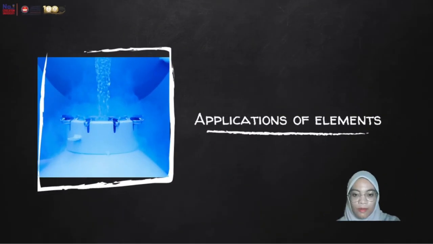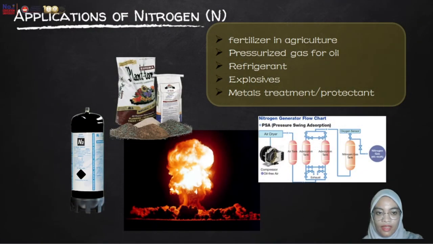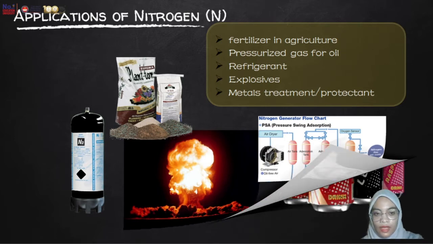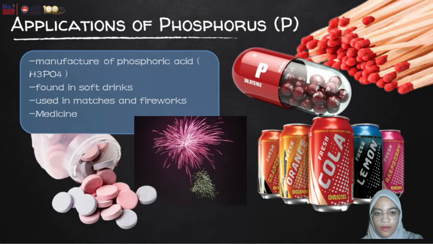Okay, we're moving to applications of elements of group 15. First, we look at applications of nitrogen. Nitrogen is used for fertilizer in agriculture, pressurized gas for oil, refrigerant, explosives, and metal treatment or protection. In applications of phosphorus, phosphorus is used for manufacture of phosphoric acid, H3PO4. Phosphorus is found in soft drinks, used in matches and firewood, and used for medicine.